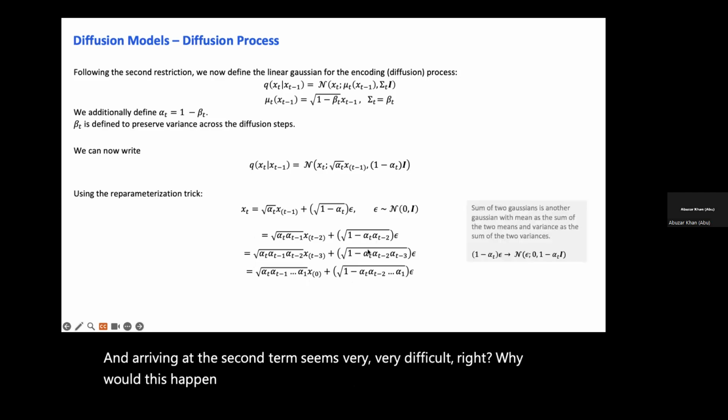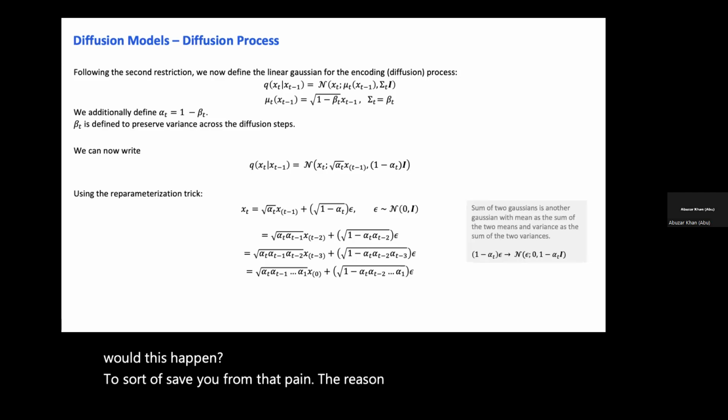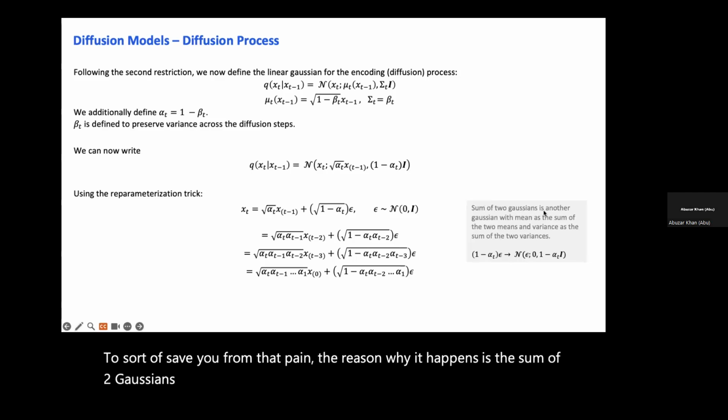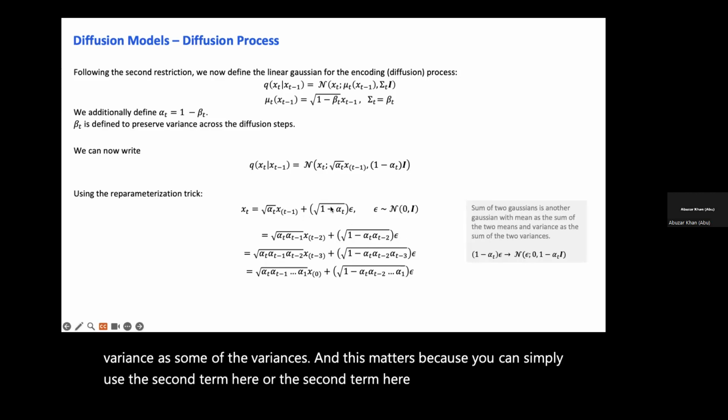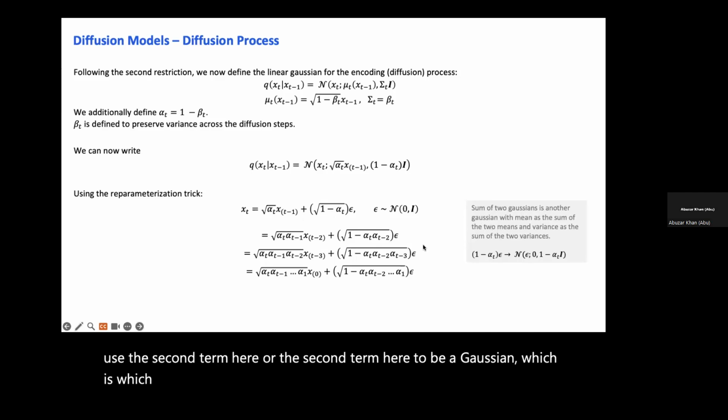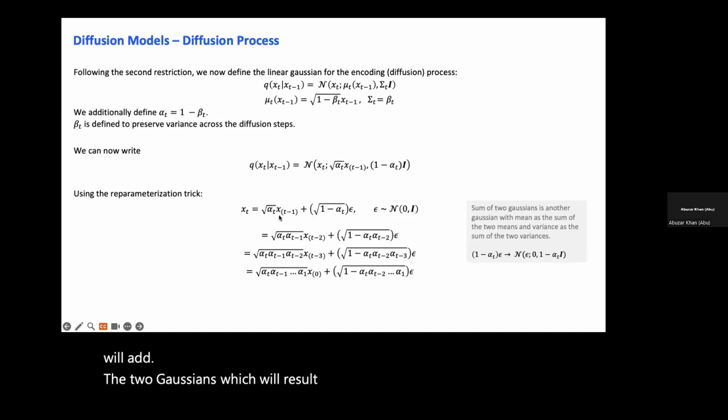To save you from that pain, the reason why it happens is the sum of two Gaussians is another Gaussian, with the mean as the sum of the means and variance as the sum of the variances. And this matters because you can simply treat the second term here as a Gaussian, which has zero mean and 1 minus alpha t variance. So we will add the two Gaussians, which result from expanding xt minus 1, and you will arrive at the second term.